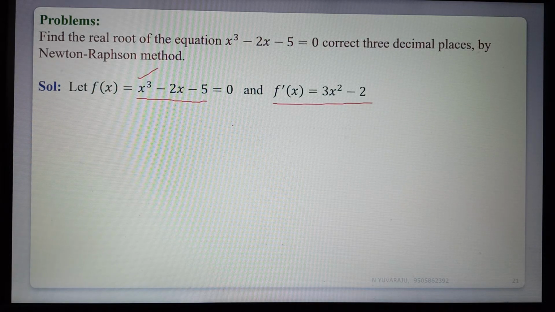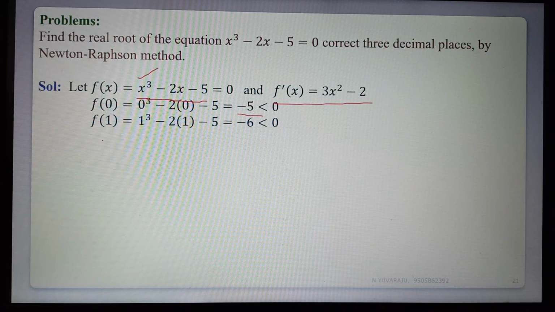There is no given interval, so we have to find the interval a comma b such that f of a and f of b have opposite signs. First, substituting 0: f of 0 is equal to 0 cube minus 2 into 0 minus 5, which is minus 5, negative. Next, f of 1 is equal to 1 cube minus 2 minus 5, which is minus 6. This is also negative, so there is no root between 0 and 1. Next, f of 2 is equal to minus 1, also negative, so there is no root between 1 and 2.